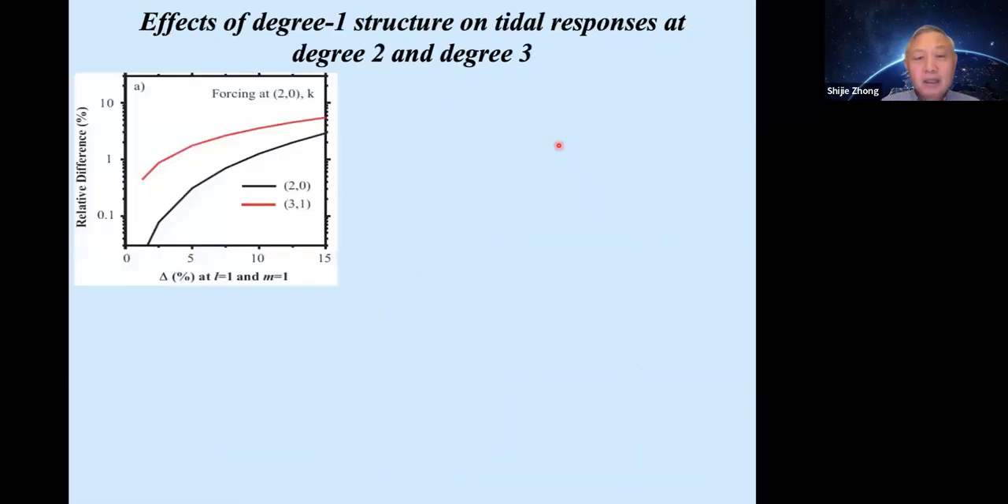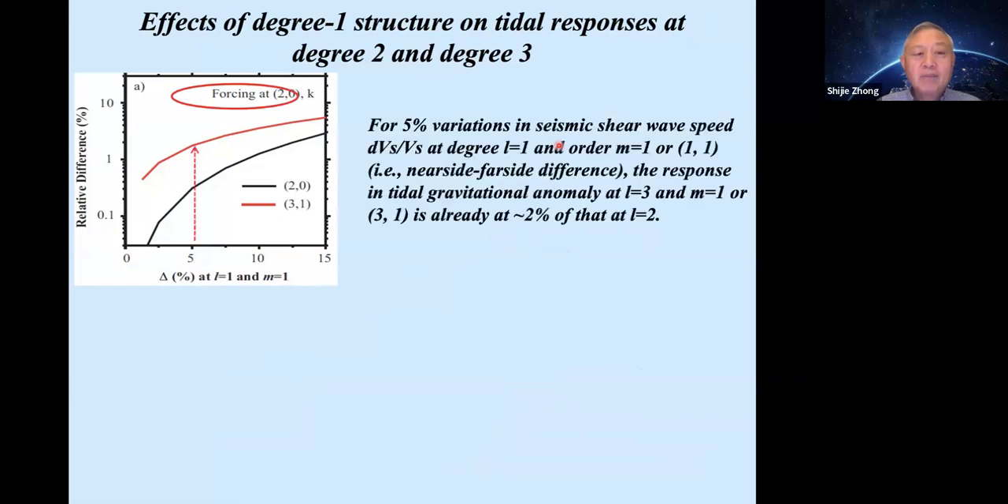In another study we published in 2012, we showed that if the moon has this degree 1 structure, that is a near side, far side difference, then you would expect a very strong degree 3 tidal response. If you have forcing at 2-0, and a 5% variation in seismic shear wave speed at degree 1, order 1, that is a near side, far side difference, then you would expect a response in tidal gravity at degree 3, order 1. That's this red curve here.